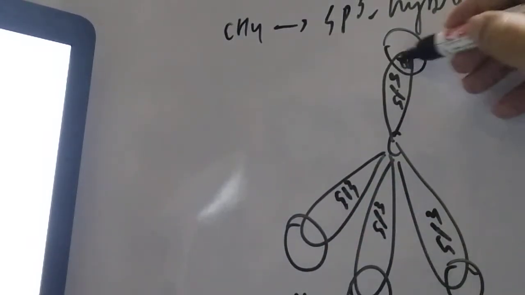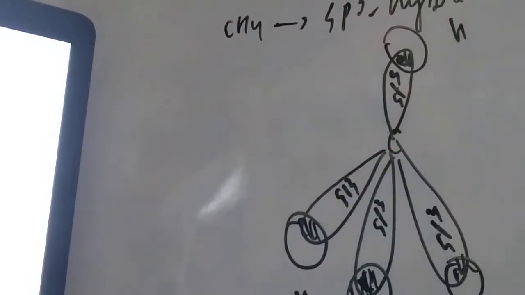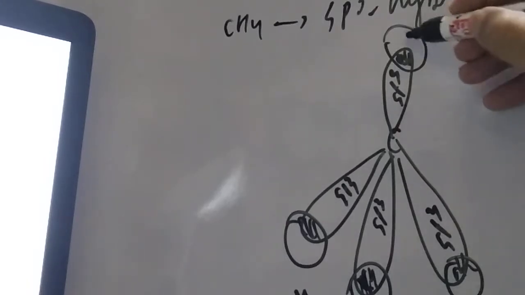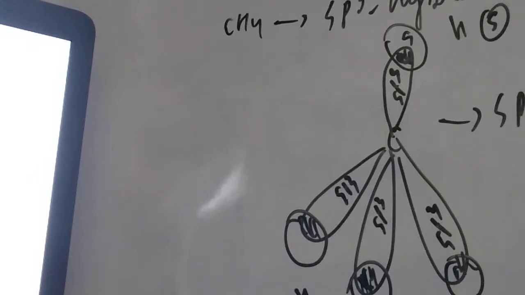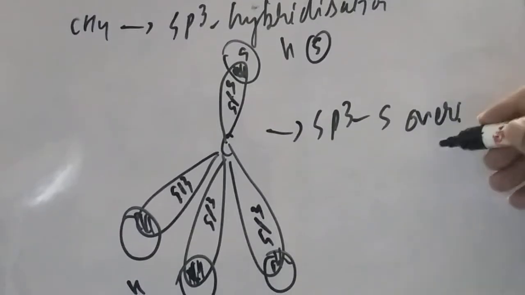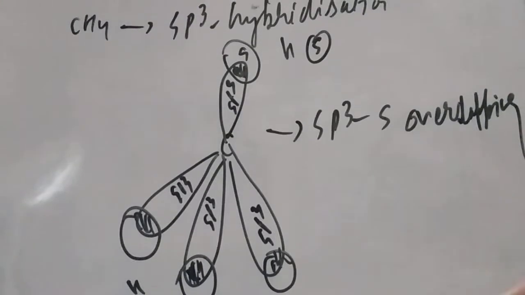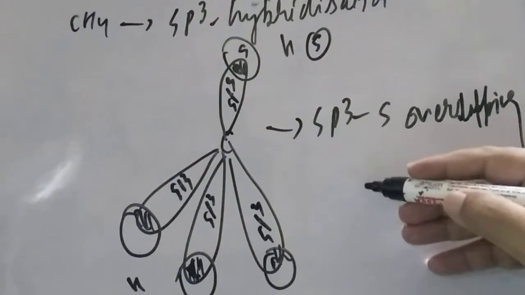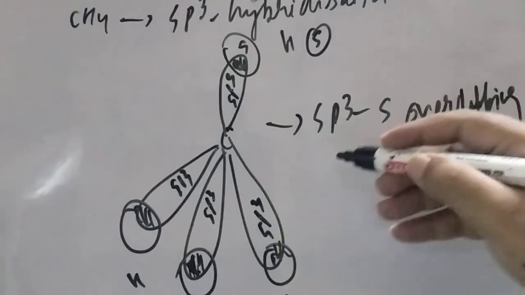When they get attached with the hydrogen, student, what will you find? Hydrogen has an s orbital. So what is overlapping, student? This is sp3 s overlapping. You can check out, student, sp3 s overlapping. So the correct option will be option number 4.